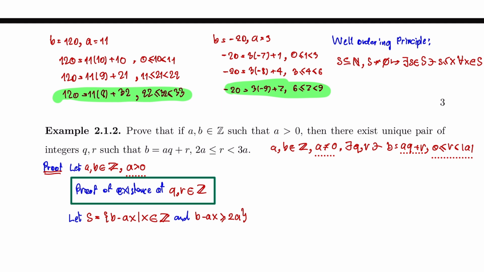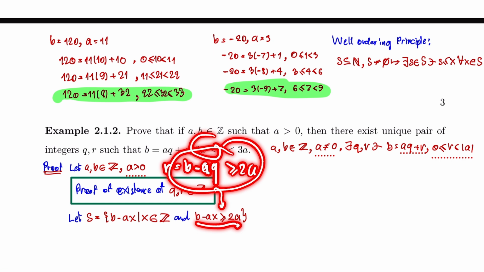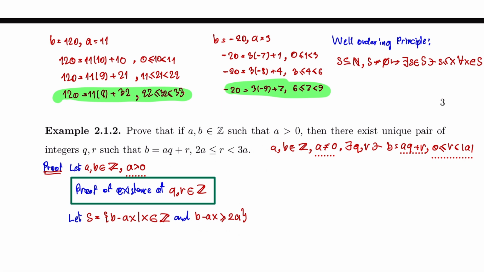Why? Because if I subtract both sides, we're going to have r equals b minus aq. But r is greater than or equal to 2a, so I have to write this in this condition. So now this set S becomes the set of b minus ax such that x is an integer and b minus ax is greater than or equal to 2a.